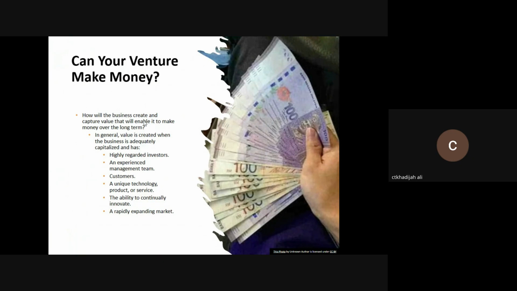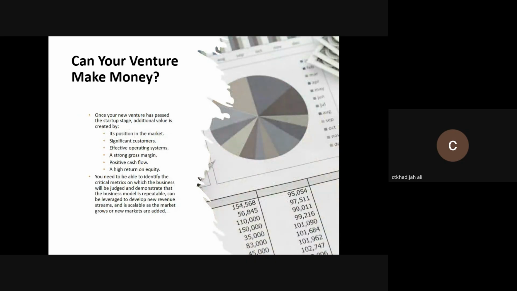Important, yes. How will the business create and capture value that will enable it to make money over the long term? Because we want to create money not only for the first year when we start the venture. We want to make money for the rest of our life, right? So in general, value is created when the business is adequately capitalized and has highly regarded investors, an experienced management team, customers, a unique technology, the ability to continue to innovate and a rapidly expanding market.